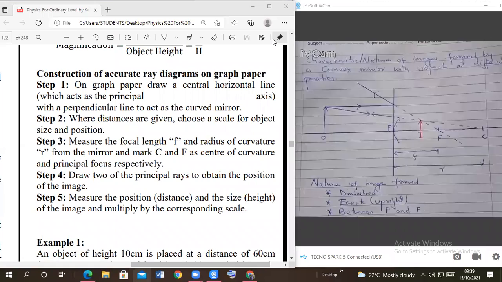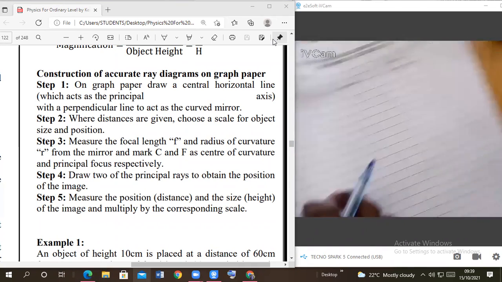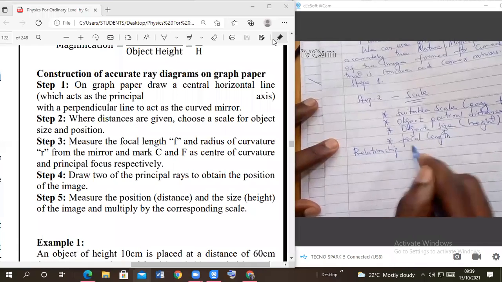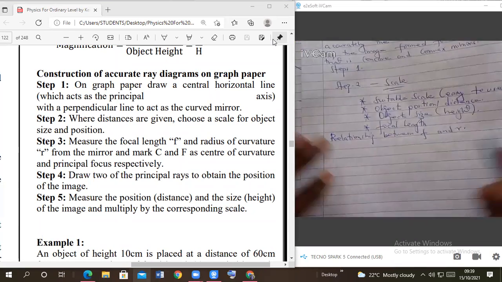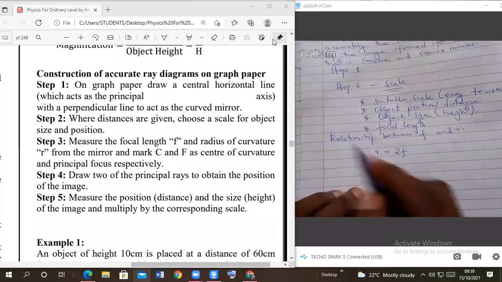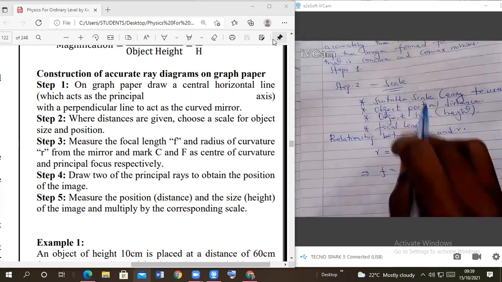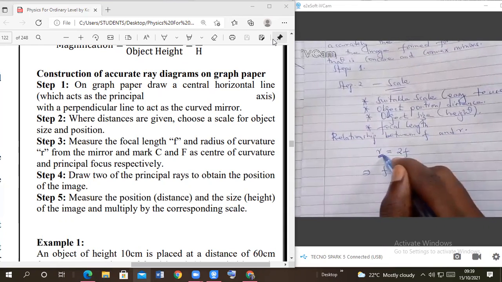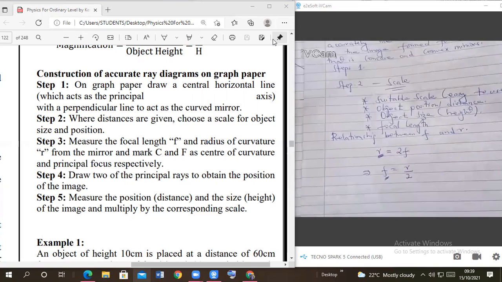Perfect. And what do you remember about the relation between focal length and radius of curvature? Who can remind us? What's the relation between F and R? We said radius of curvature is twice the focal length, which implies that F is equal to R over 2. This information is very important because sometimes they may give you radius of curvature. If they have given you radius of curvature, you can use it to determine the focal length. If they have given you the focal length, you can use it to determine radius of curvature.